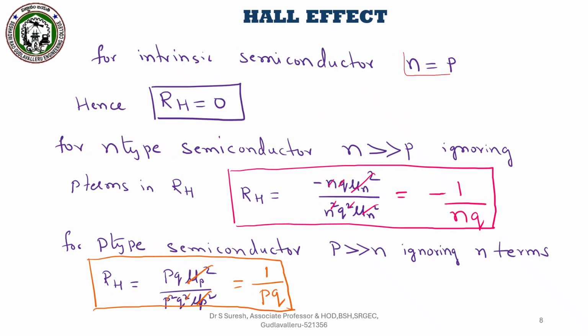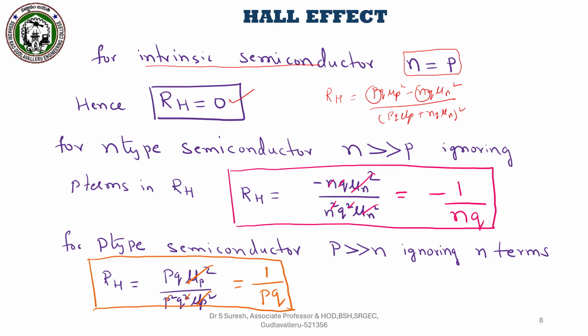In an intrinsic semiconductor, we know that n is equal to p. So in the expression, if you substitute n is equal to p, what happens? Because already what is the expression we have? RH is equal to PQ mu P square minus nq mu n square by PQ mu P plus nq mu n. If n is equal to p, what happens? RH value is equal to 0. RH is equal to 0 is possible only when n is equal to p, and this is the case for intrinsic semiconductor. Means whenever the Hall coefficient we are getting is zero, it is an indication of intrinsic semiconductor.